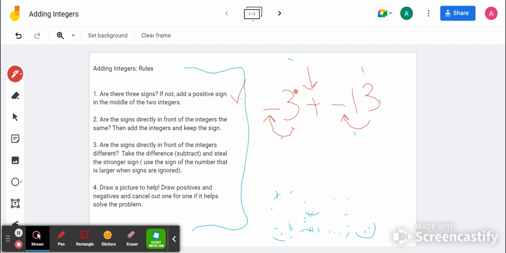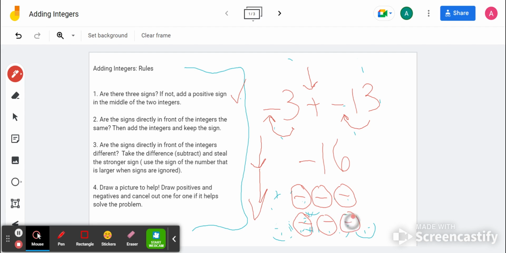13, 14, 15, 16, and I'm going to keep that negative sign. This is like if it drops 3 degrees and then it drops another 13 degrees. I'm going further down. I drop 3 and then I drop another 13. So I'm going to continue negative. If I were to draw this out in a picture, I would have my 3 negatives, and then I would continue with 13 negatives, and none of the negatives would cancel out with each other. So I would end up with my -16.